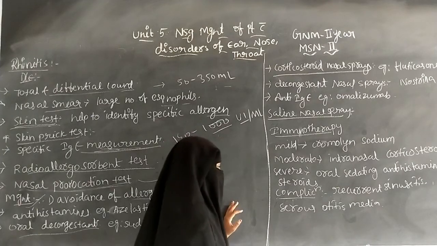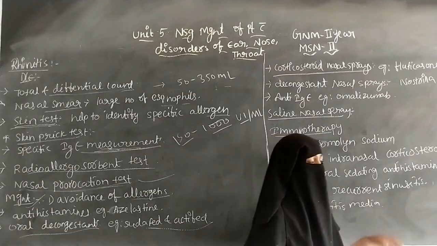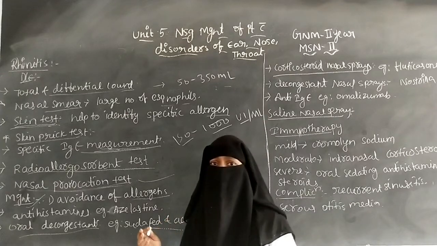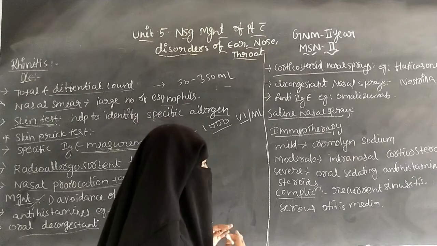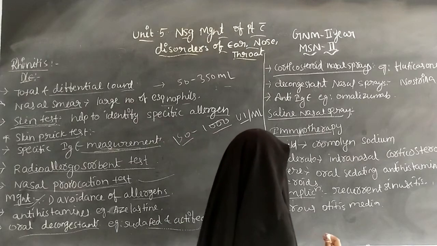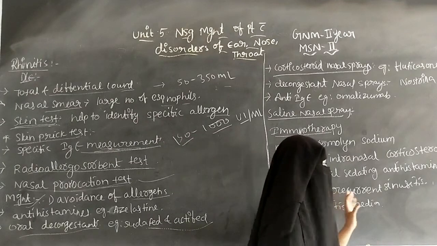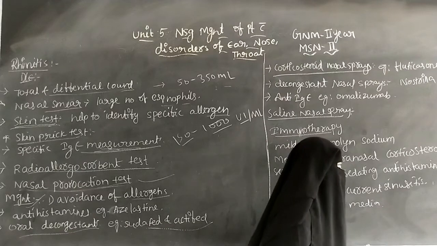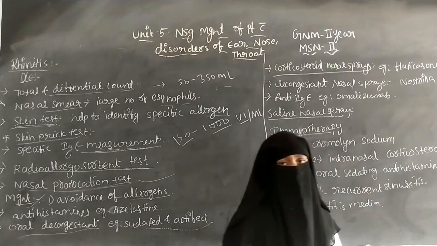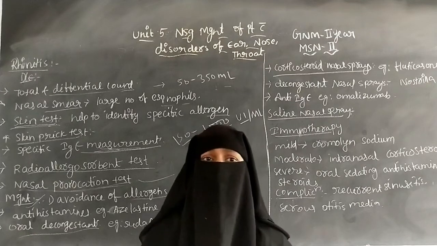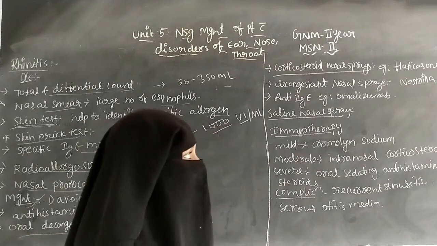So the next one is serous otitis media. There is an inflammation present in the middle ear, and there is a fluid collection present in the middle ear. So the complications include recurrent sinusitis, nasal polyps and serous otitis media. So the next one is the nursing management for the rhinitis.